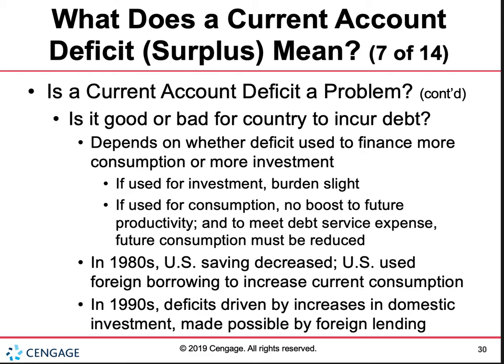If you're just borrowing to increase consumption, it's not going to boost your future potential or your productivity. It's just going to help you in the short run, again depending on what you or your country values. So in the 1980s, U.S. savings decreased and the U.S. used foreign borrowing to increase current consumption. And in the 1990s, the deficit was driven by an increase in domestic investment made possible by foreign lending. So again, in different time periods, we've borrowed for different reasons.